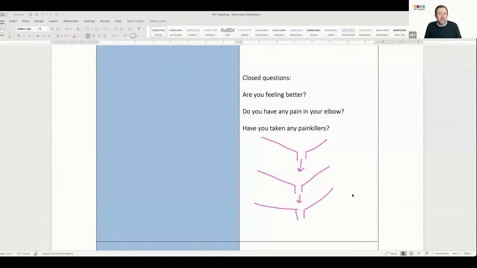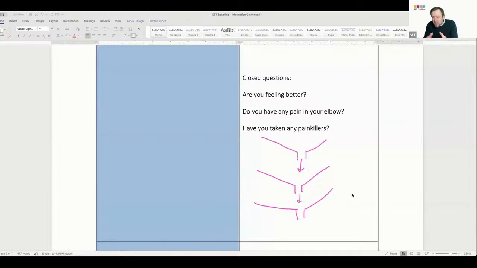Because if I say, can you describe the pain? All right, they describe the pain, but they might say, oh, it's really horrible. It annoys me so much. Oh, God, honestly, I was talking to my mum on the phone the other day and the pain was, I was just talking about it. You know, the patient hasn't told you anything. So you end up having to sort of get them more closed.